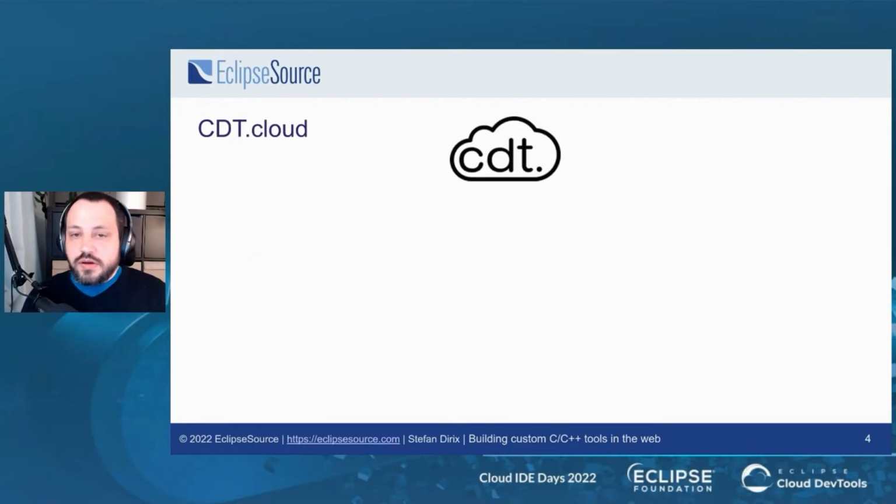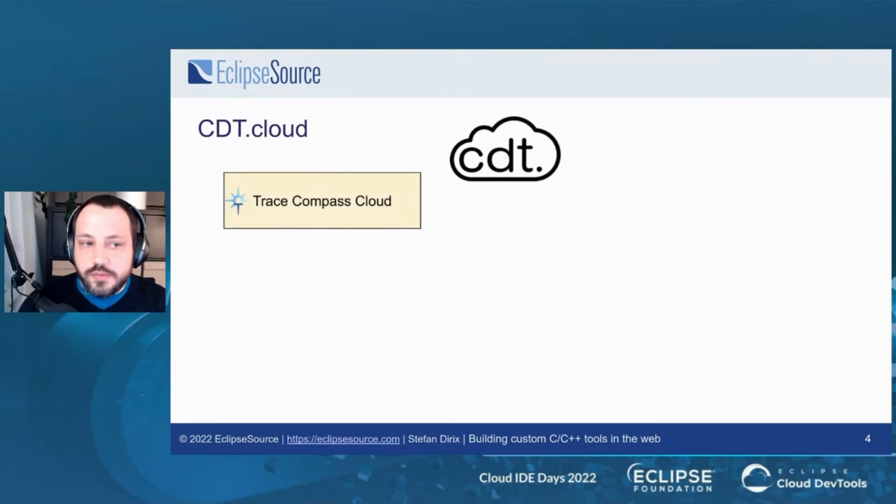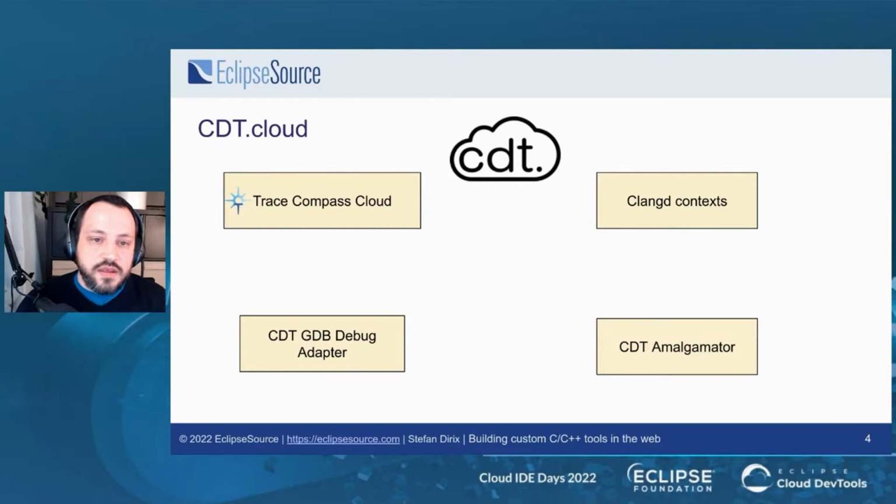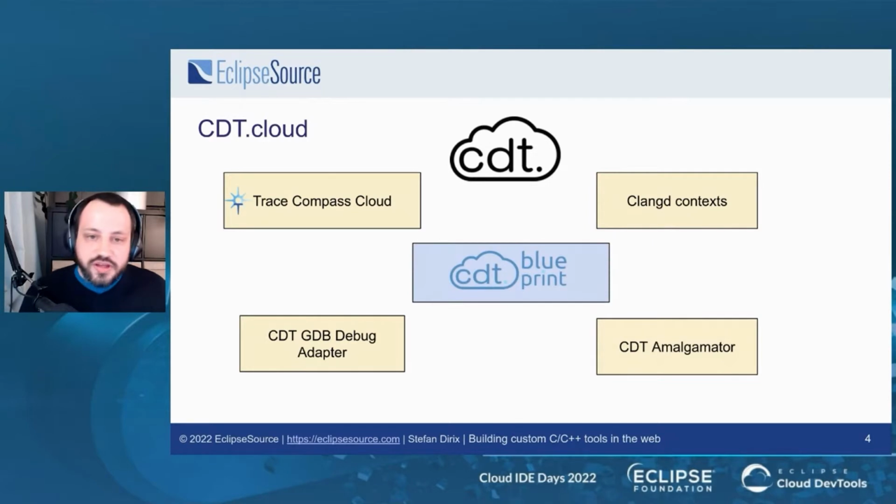CDT.cloud is a very new project hosted at the Eclipse Foundation, and it's intended for hosting components and best practices for building customized C++ tools. There are already many companies involved, for example, Ericsson, ST Microelectronics, or Renesas, and of course, Eclipse. Components which are there, for example, Trace Compass Cloud, Clangd Context, CDT GDB debug adapter, and the CDT amalgamator. But what we will focus on today is the CDT.cloud Blueprint.